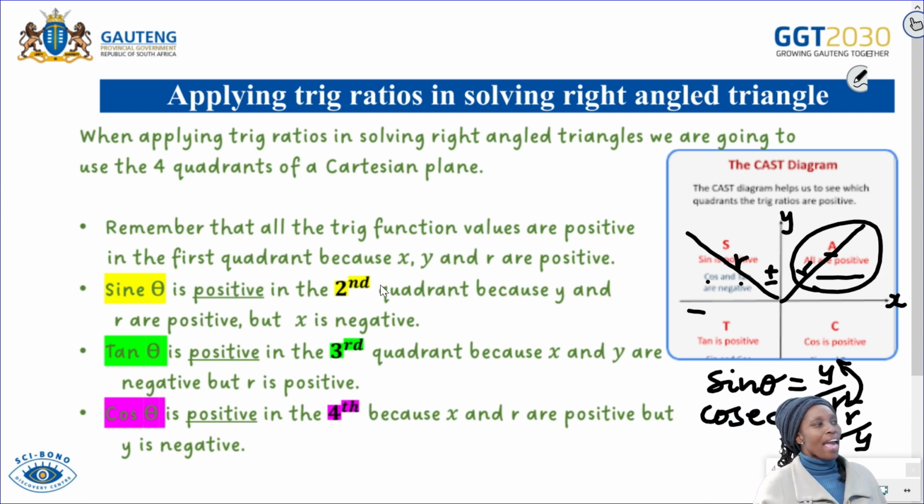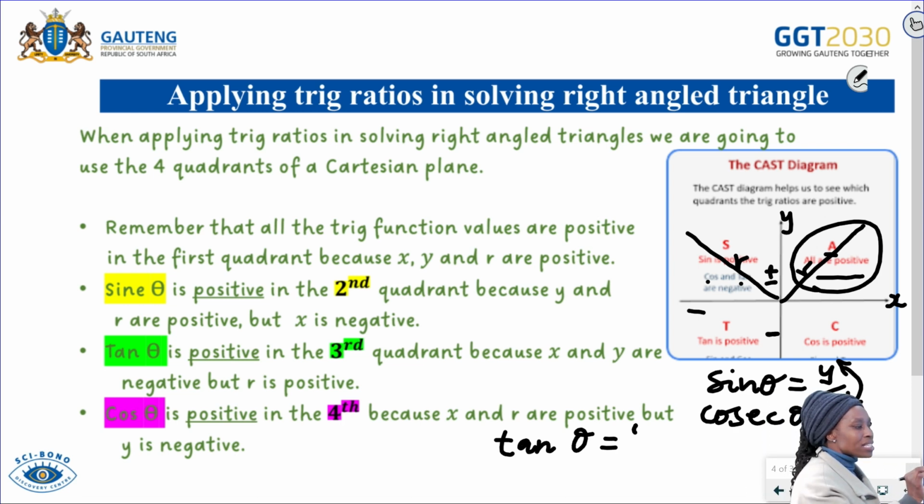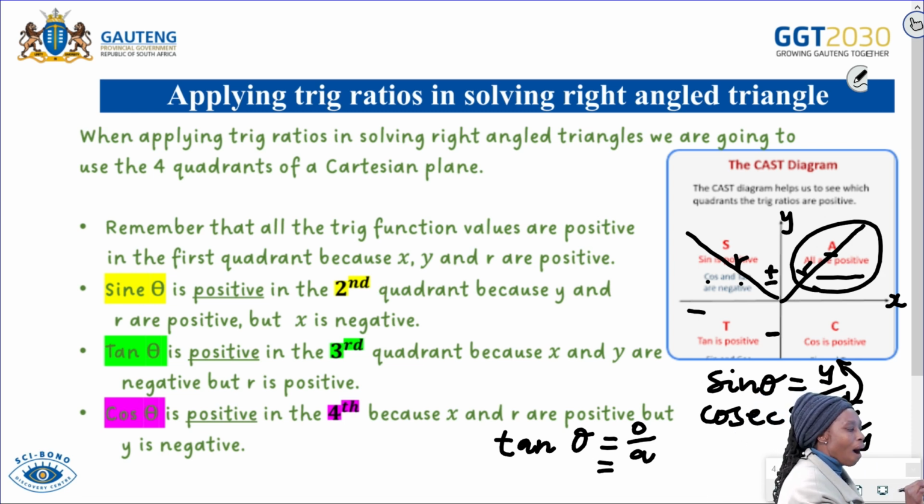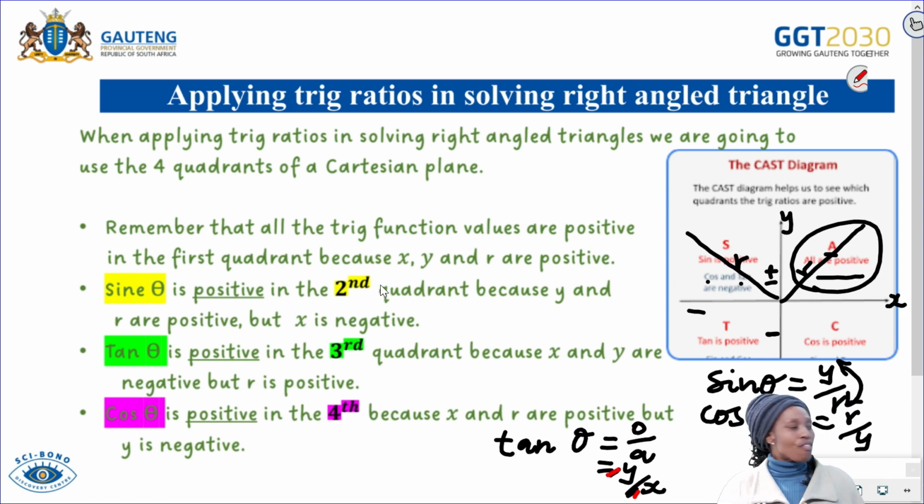On the third quadrant, we have tan that is positive. Remember, on the third quadrant, we have a negative x and a negative y. They are both negative. When I'm dealing with tan, I said to you tan theta is opposite over adjacent, meaning I have my y over x. It's negative y over a negative x. They are both negative, and when you are dividing a negative by a negative, it gives you a positive.